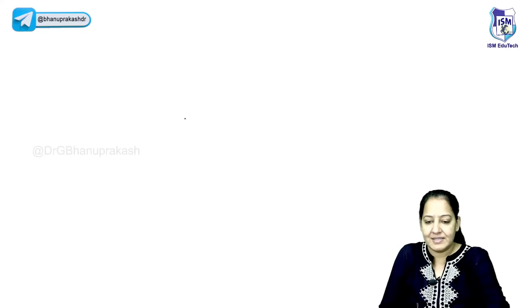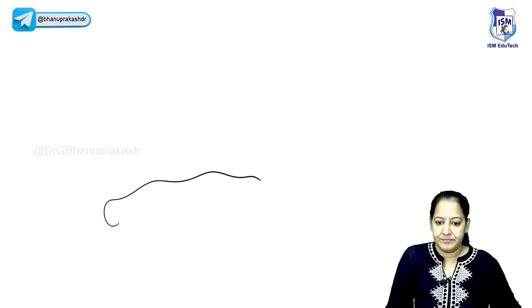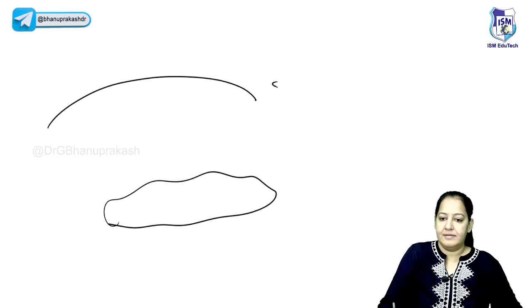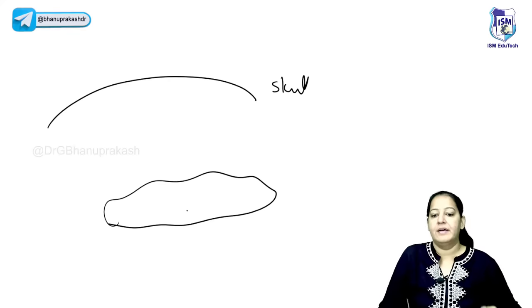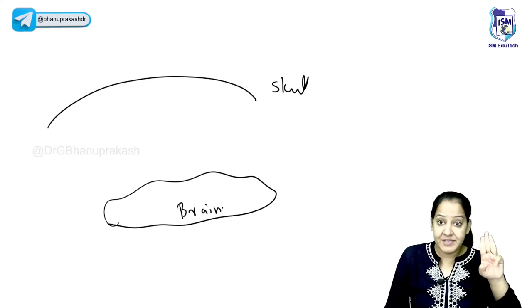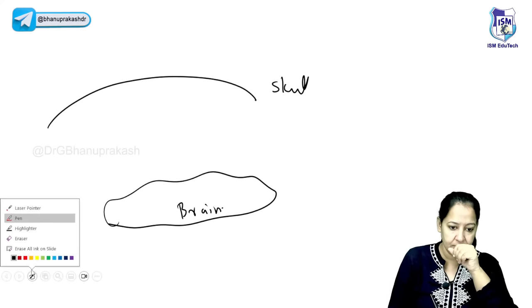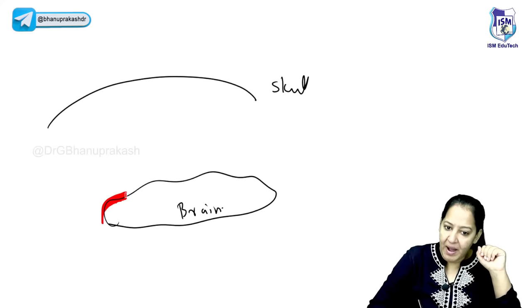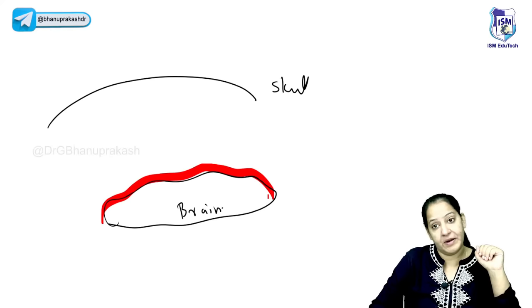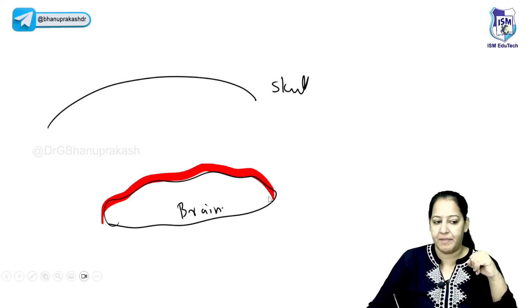I told you this is the skull. This is the brain. And this is the skull bone. You can see this is skull, and below that we have brain. There are three meninges surrounding the brain. Can you tell me the names, please? The innermost is the pia mater, which is closely adhered to the brain parenchyma. That is the innermost one.